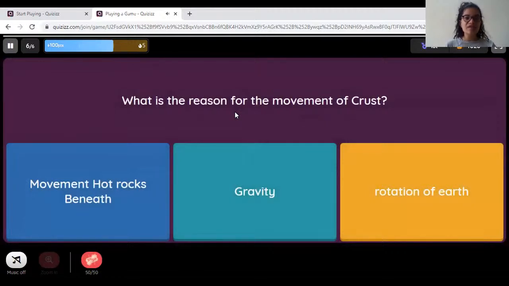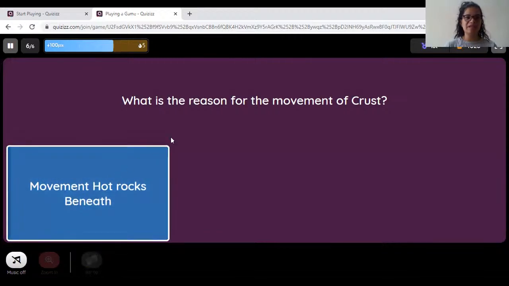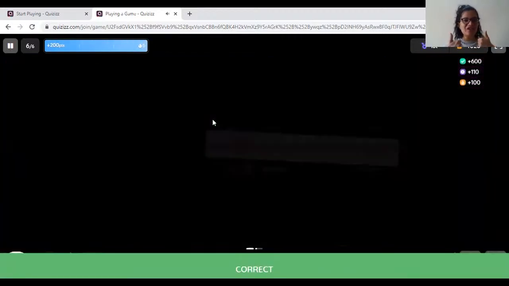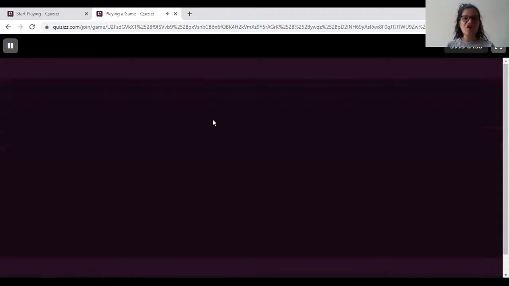Next one. What is the reason for the movement of the crust? Movement of hot rocks beneath, gravity, or rotation of earth. The movement of the crust takes place because of the movement of the hot rocks beneath, and that's called plate tectonics. So your answer is movement of hot rocks beneath. Very good, everybody. You all have done a good job.